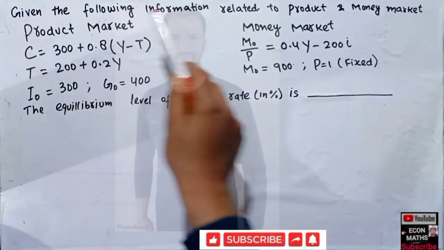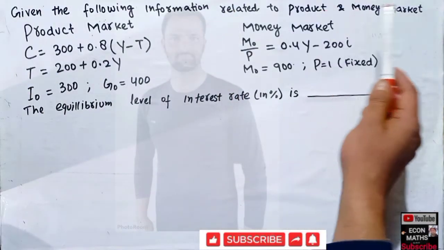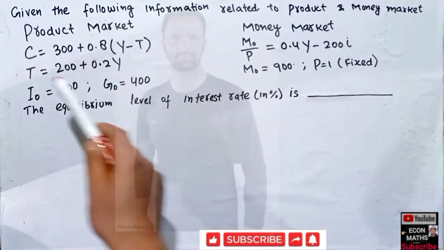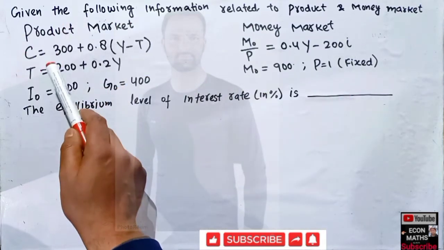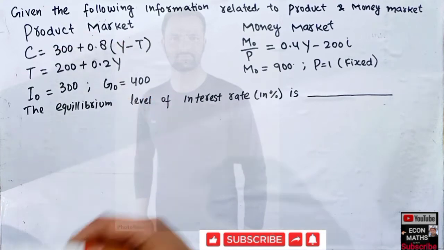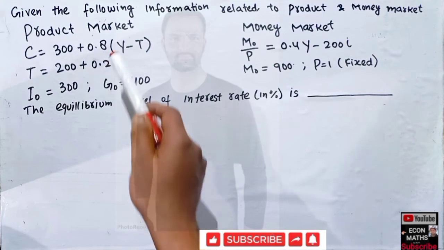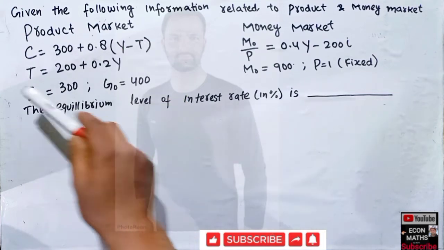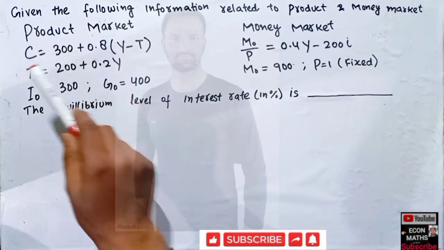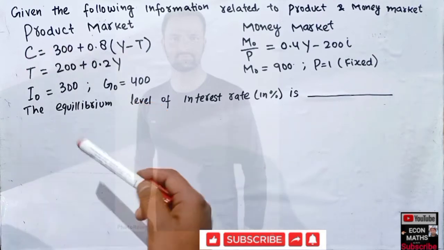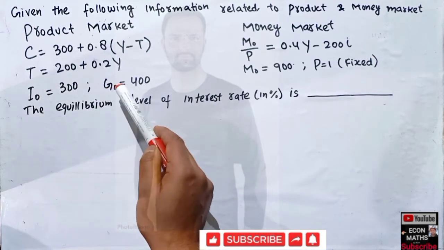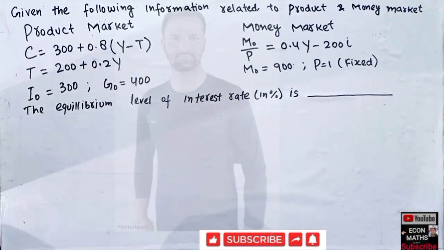Okay, given the following information related to the product and money market. In the product market, our consumption function is C equal to 300 plus 0.8(y minus t). This 0.8 is our marginal propensity to consume, y is the income, and t is the tax. T is equal to 200 plus 0.2y, where 0.2 denotes our marginal tax rate. Autonomous investment is 300. Government expenditure, which is also autonomous here, is 400.